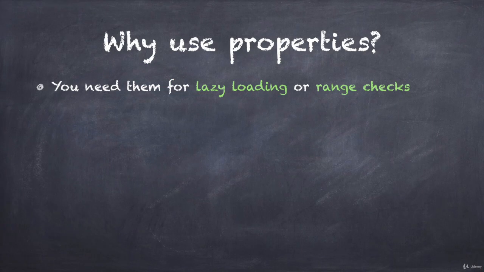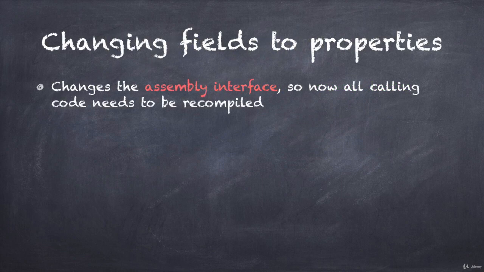Let's say you start by introducing a public field in your class. Then, a couple of weeks later, you discover that you need to lazy load this field. So now you have to refactor the field into a property and put the lazy loading code in the getter. But now you've introduced a breaking change. The interface of your assembly has changed because what was once a field is now a property. Any code that calls your library will need to be recompiled.